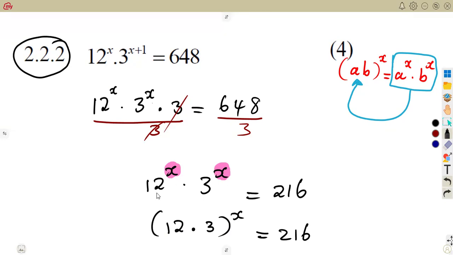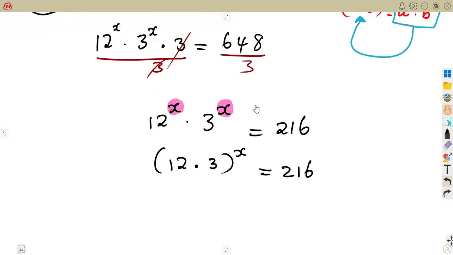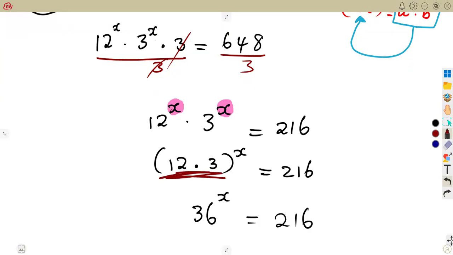So the only way was to combine these so that we have the same base, with x as the same exponent. The moment we multiply 12 times 3, we obtain 36 raised to the exponent of x, and this is equal to 216. So the same base concept can now be used, because that is the major part: we had to combine these two so that they can be related with the same base.